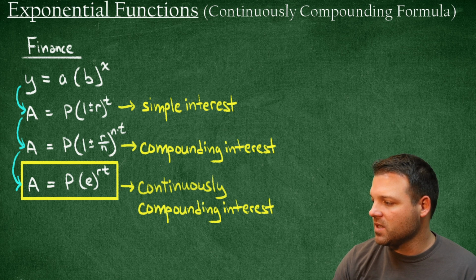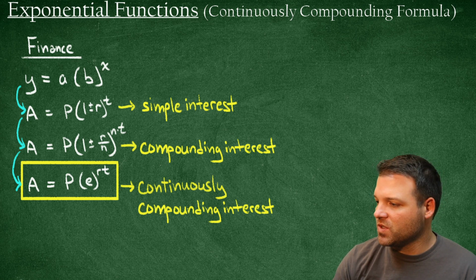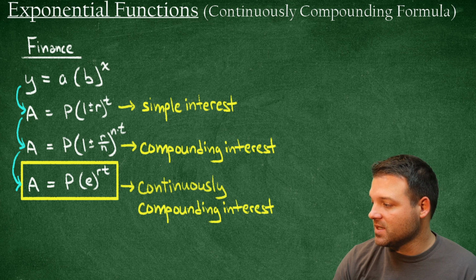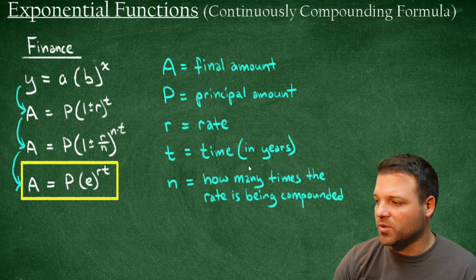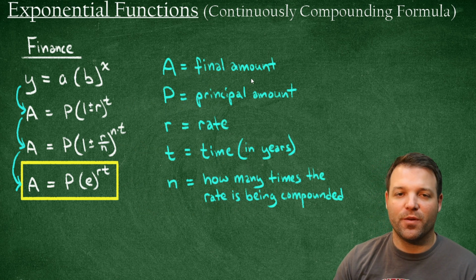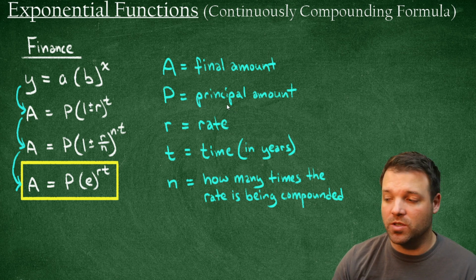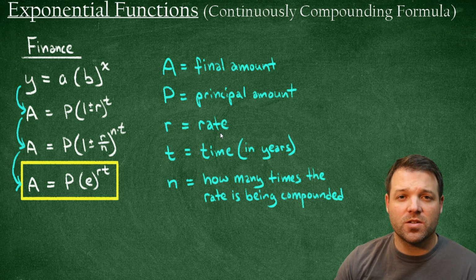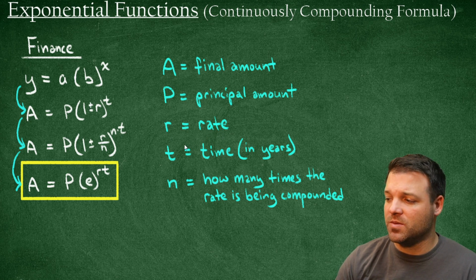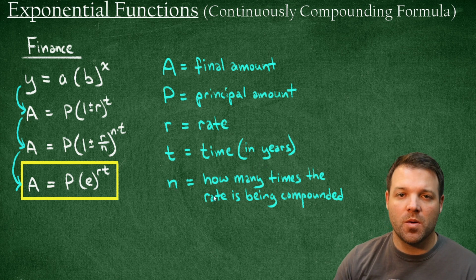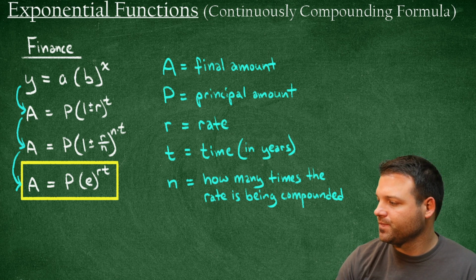And one last thing, just to remember what these variables actually stand for. Remember that A stands for the final amount, P stands for the principal amount, or the initial amount. R is going to be the rate, which is always expressed as a decimal. T is going to be our time in years, and if we're compounding, N is going to be the number of times we're compounding that rate over 1 year.